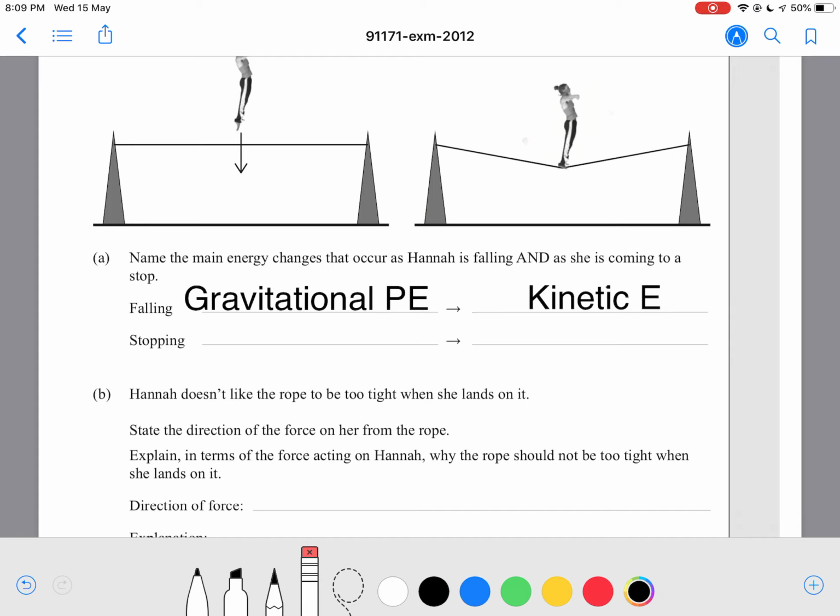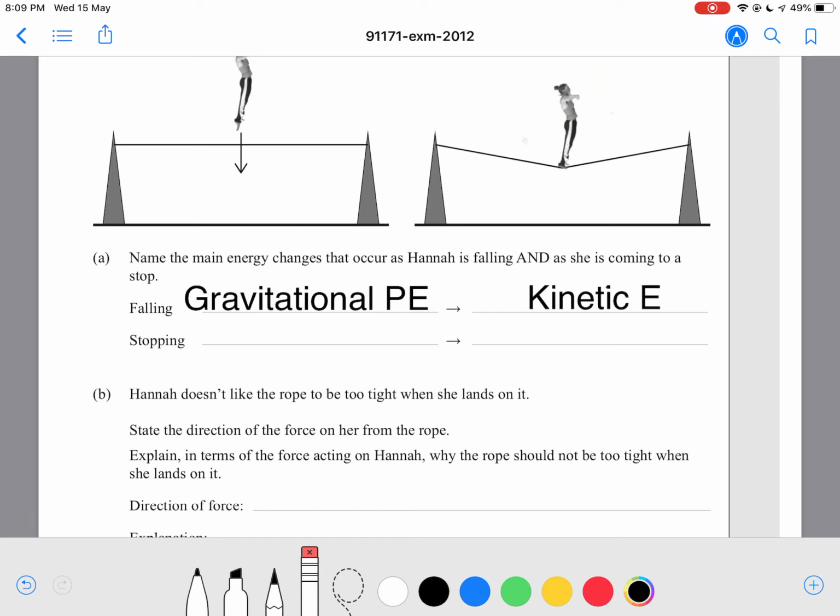So when Hannah lands on the rope, it's going to stretch by a certain distance, and because it stretches by a certain distance, there's a certain amount of elastic potential energy stored in the rope, and that is released and converted back into kinetic energy when the rope bounces back up.